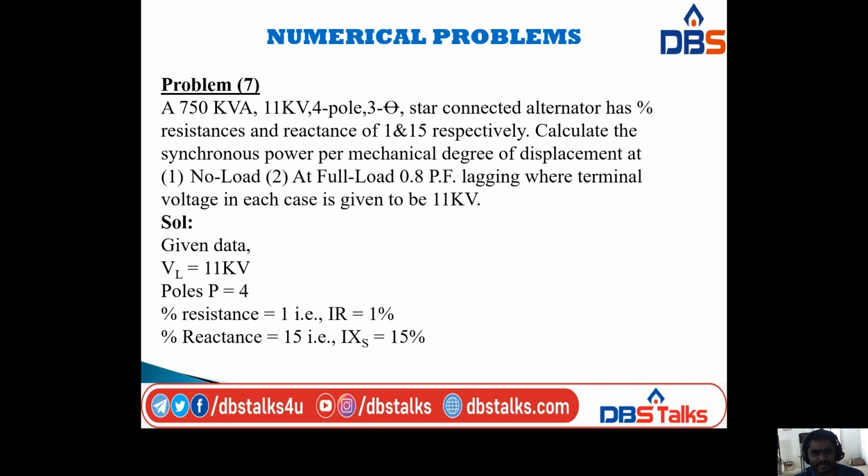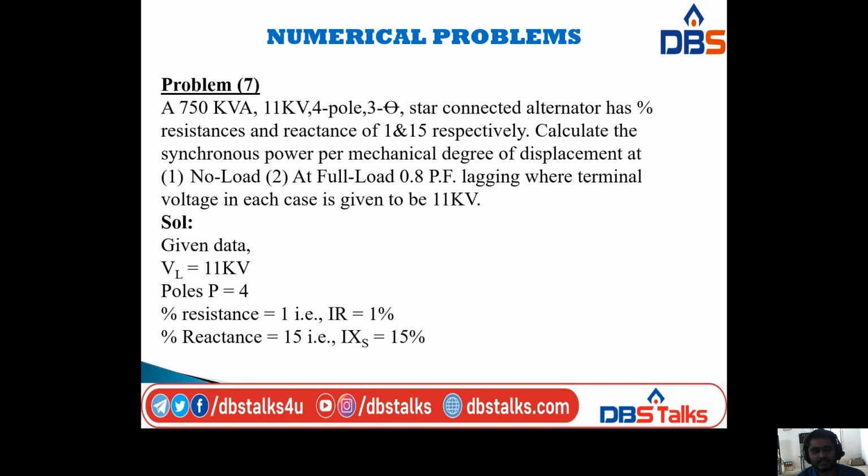And coming to problem number 7, they gave a 750 kVA, 11 kV, 4-pole, 3-phase, star connected alternator whose percentage resistance and reactance are 1 and 15 respectively. Calculate the synchronizing power per mechanical degree of displacement, first at no load and second at full load at 0.8 power factor lagging, where the terminal voltage in each case is 11 kV.